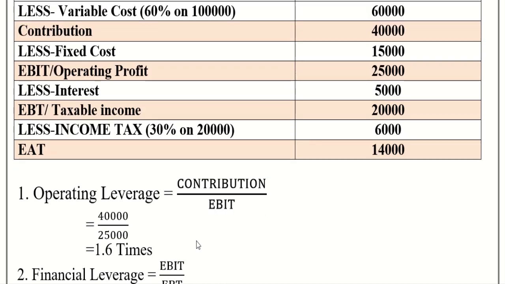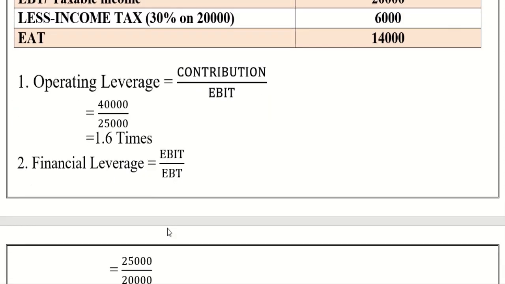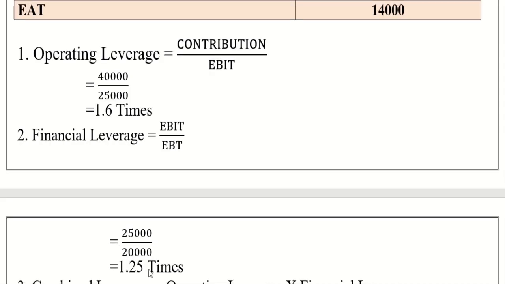Now let us take next leverage, that is financial leverage. What is the formula? So EBIT divided by EBT. So EBIT means earnings before interest and taxes divided by earnings before tax. So let us see. So what is the EBIT here? The 25,000 rupees. So 25,000 divided by 20,000, you will get 1.25 times.